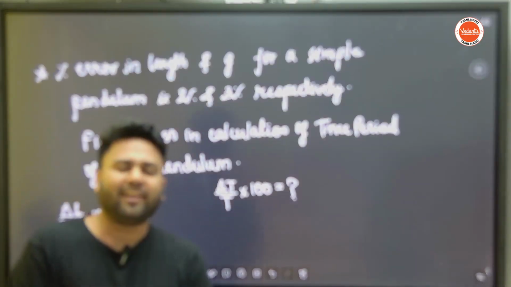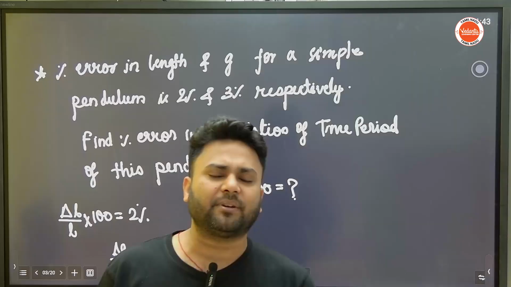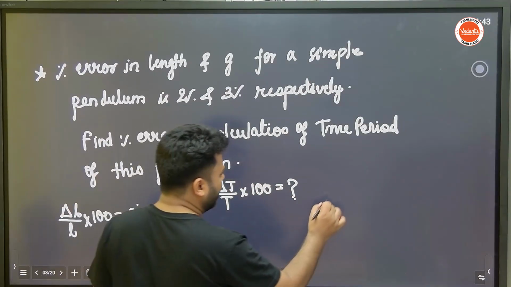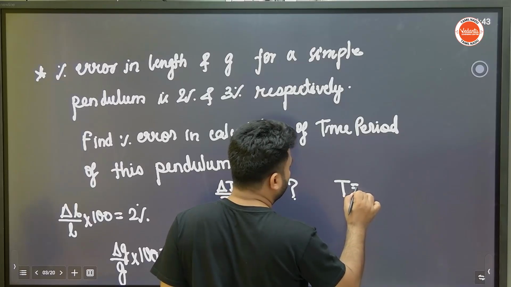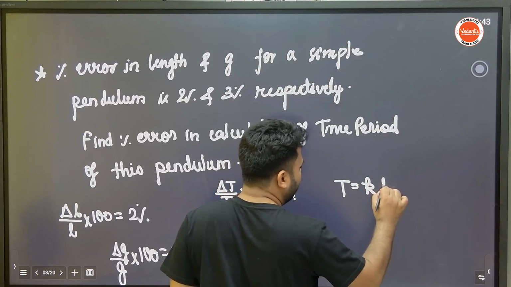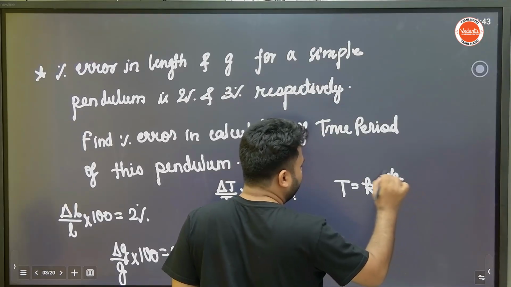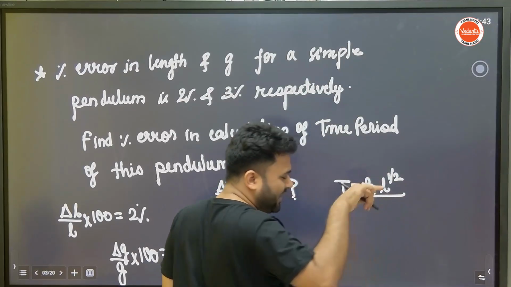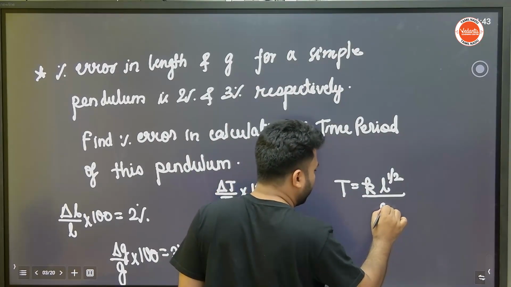If they ask what is the relative error in time period, delta T by T. Percentage error in time period, delta T by T into 100. We know that the time period of a pendulum equals constant root L by G, which means L to the power 1 by 2 divided by G to the power 1 by 2.